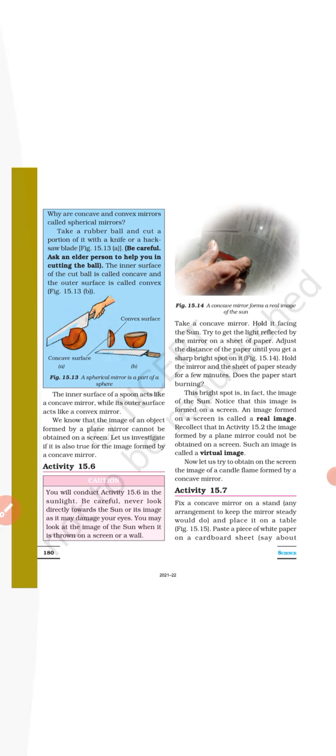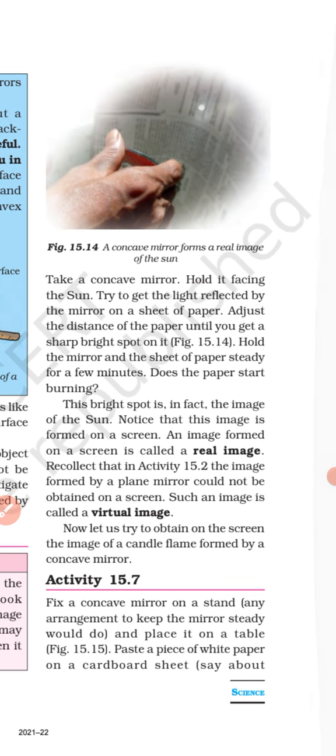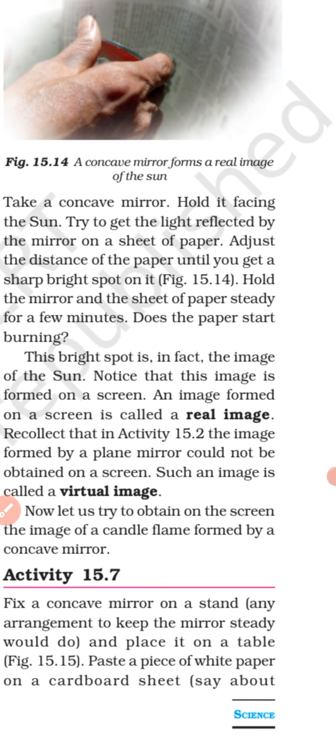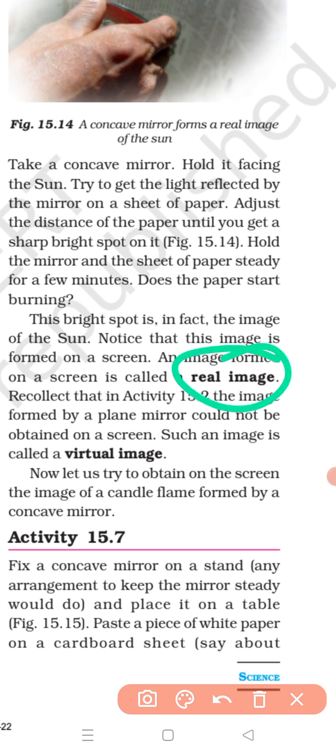So today we are going to discuss activity 15.7 of the chapter Light. Yesterday in the last video we discussed real image and virtual image, right? What do you mean by real image? An image which can be obtained on the screen is called a real image. And what do you mean by virtual image? The image which cannot be obtained on the screen is called a virtual image.